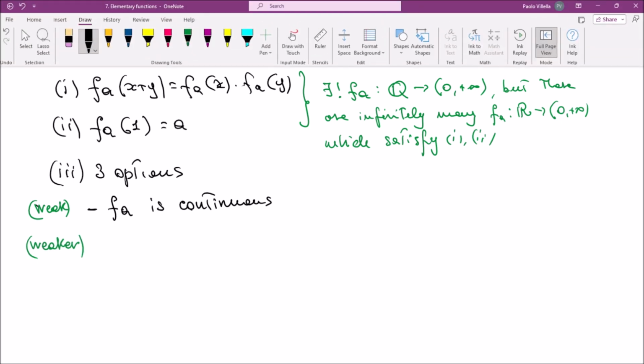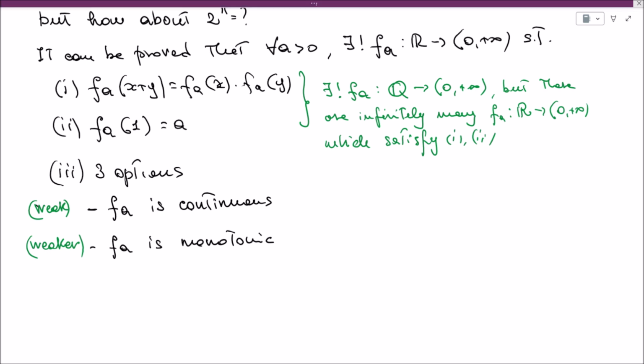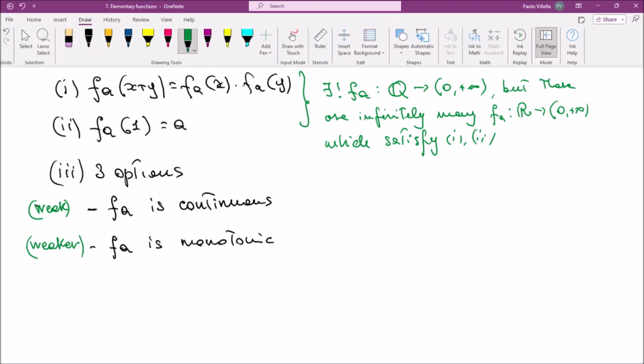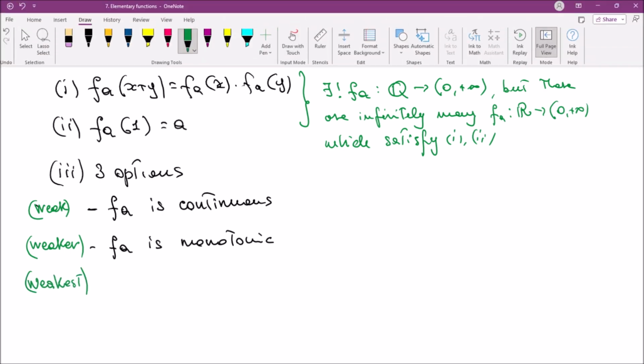So we can ask that fa is monotonic. In fact, we know that if a is larger than 1, fa, the exponential, will be strictly increasing. If a is in between 0 and 1, fa is strictly decreasing, so in any case we would have a monotonic function.